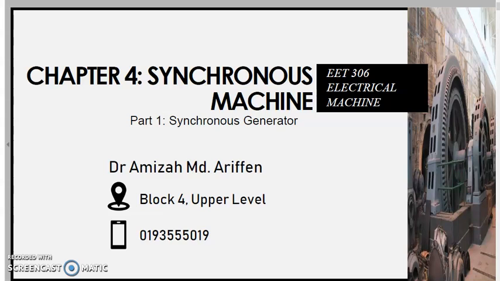Okay guys, welcome to chapter 4, synchronous machine. So for part 1, we will be going to discuss the synchronous generator. Then we go to synchronous motor, because most of the machines in the market which apply the synchronous kind of machine are focusing on the synchronous generator.